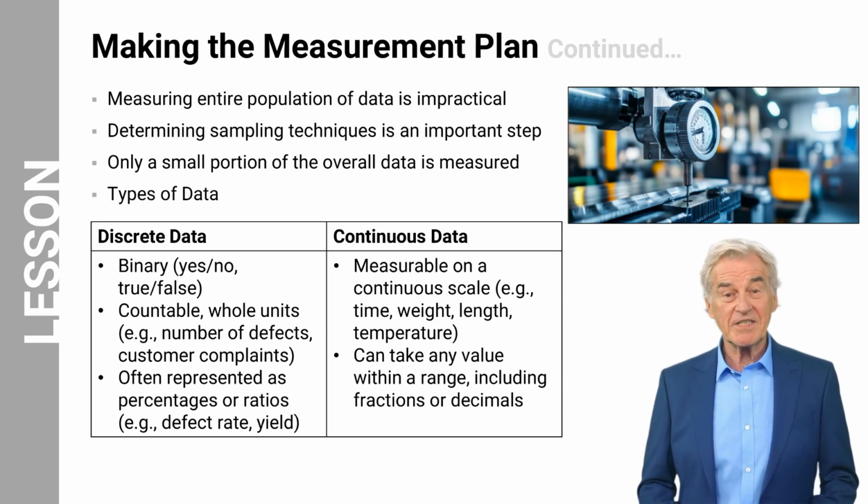providing a more nuanced representation of measurements. Because measuring the entire population of data is usually impractical, determining sampling techniques is also an important step in the measurement plan. Sampling means measuring only a small proportion of the overall available data. The sample population selected must reflect data that is random, independent, and representative of the entire population.